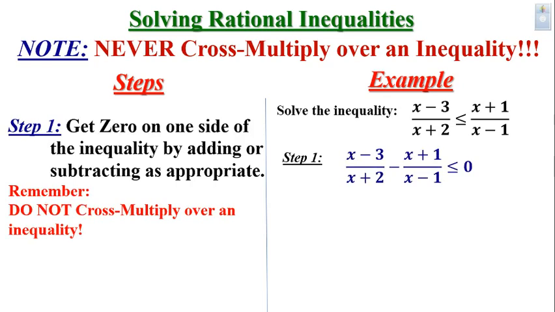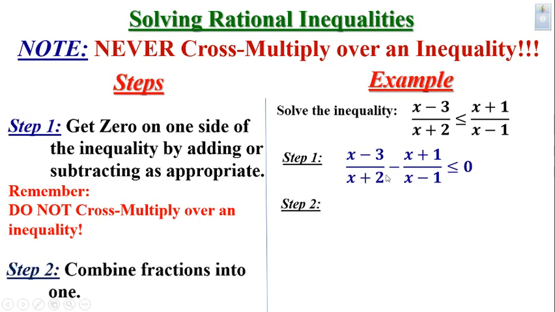So how do you go about it? The first thing you do is you get the fractions to one side. So you get 0 on one side of the inequality. So with my example here, we're gonna subtract (x + 1)/(x - 1) from both sides. And then that will complete step 1.